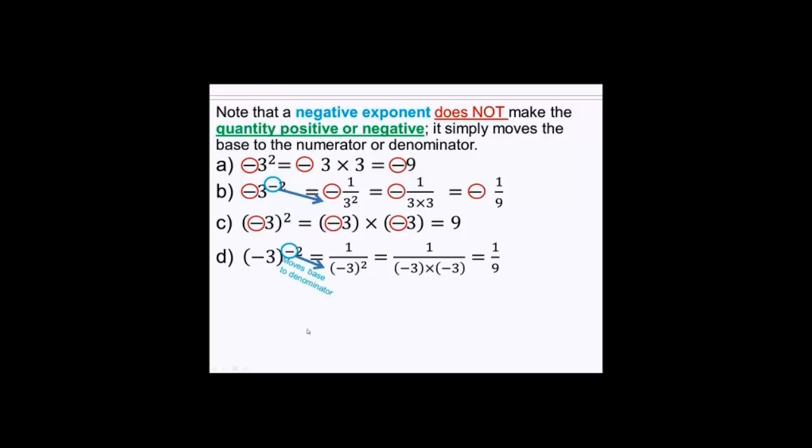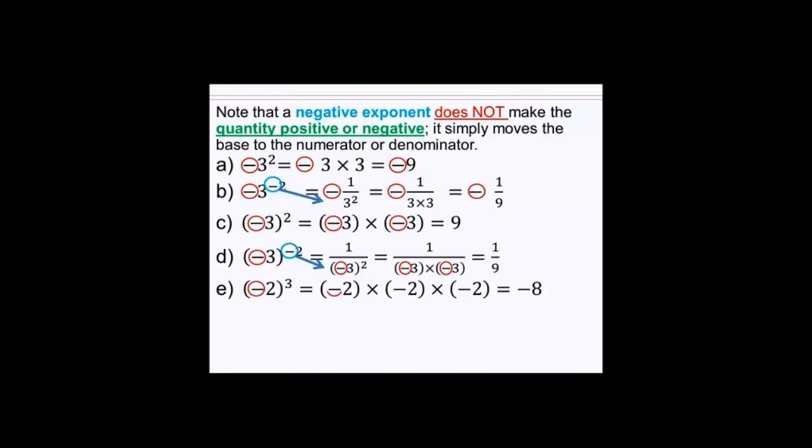Here we have the negative 3 again inside the parentheses. So this negative 2 is going to make it go to the denominator, and now you have 2 copies of negative 3 in the denominator. You have the 2 copies of negative 3 in the denominator because of the exponent of negative 2. Everybody got it? Go back and rethink it and listen to the explanation if you're not quite getting it.